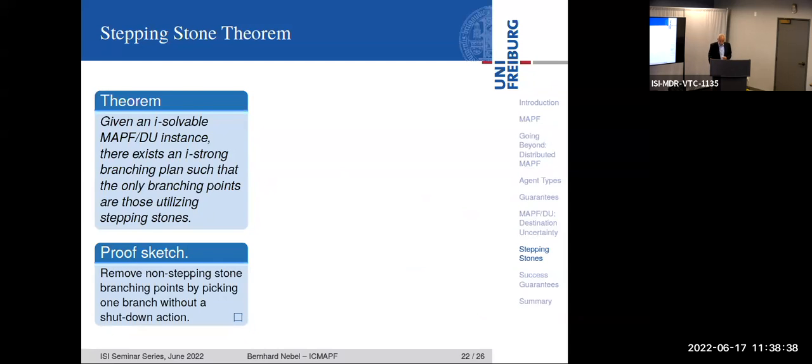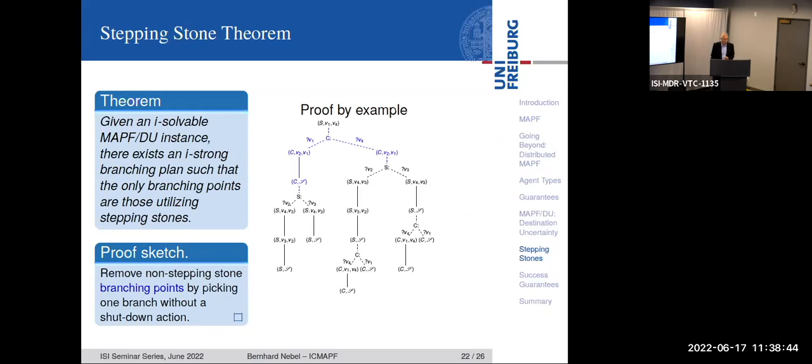The proof is very easy, and I give the proof by example. I love giving proofs by example. We have the plan here again, and here we have a branching point which is not a stepping stone, because we shut down here in this branch, but we don't shut down here. So this is not a stepping stone, and we actually can get rid of that.